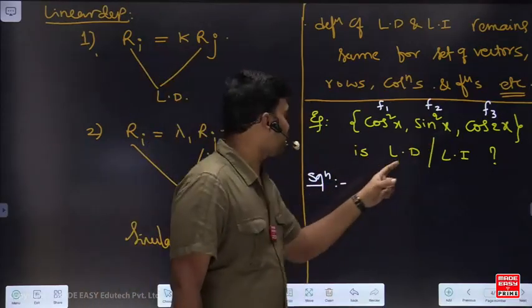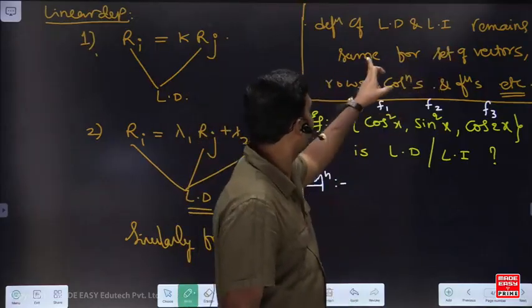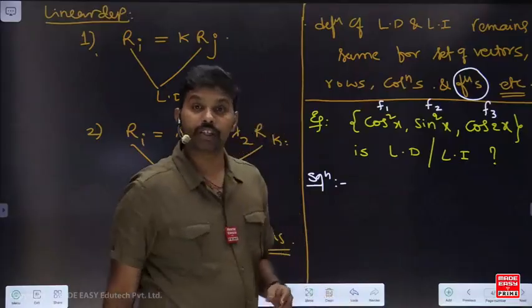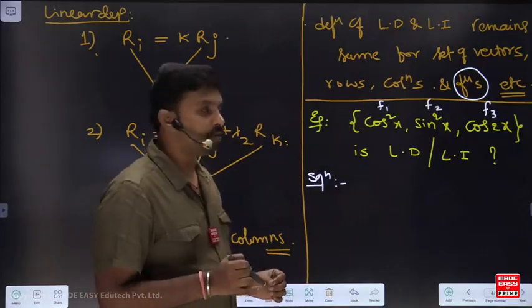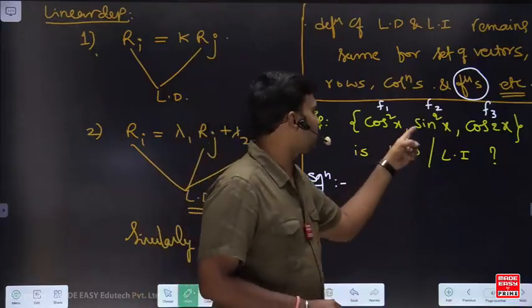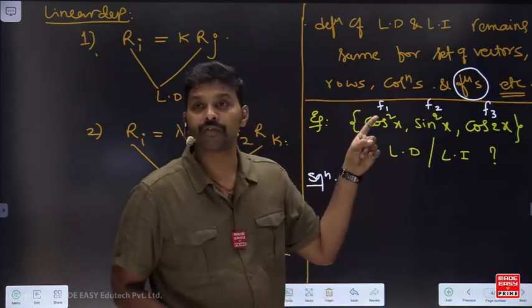Right. So, the set of these functions. What did I tell you, beta? The definition of linear dependency and independency remains the same even for functions also. So now according to this LD and LI, my question is this: can any one function be written as a linear combination of the other functions or not?